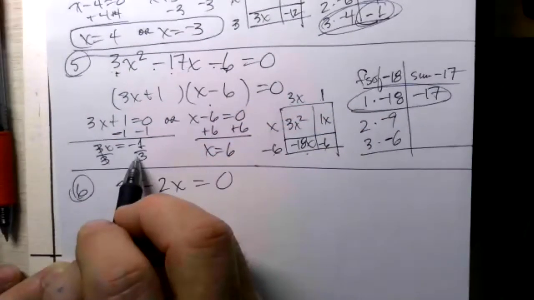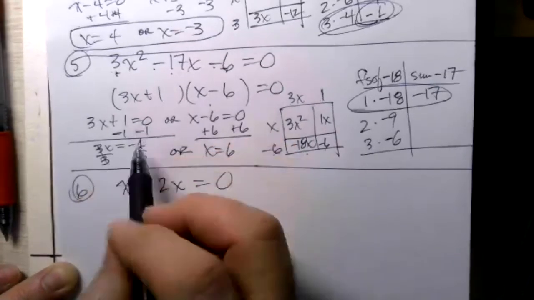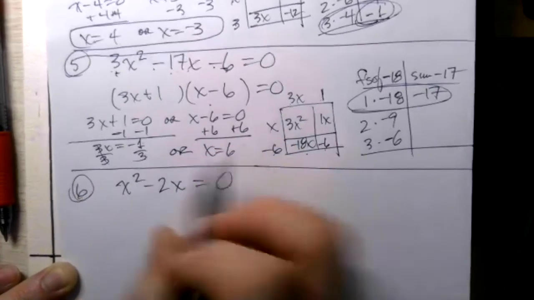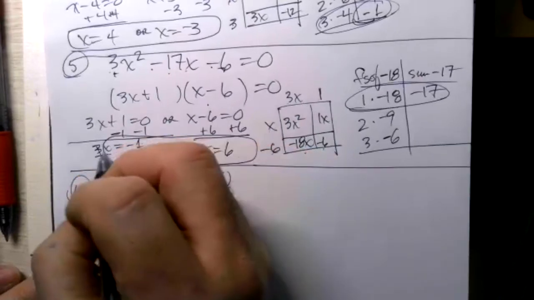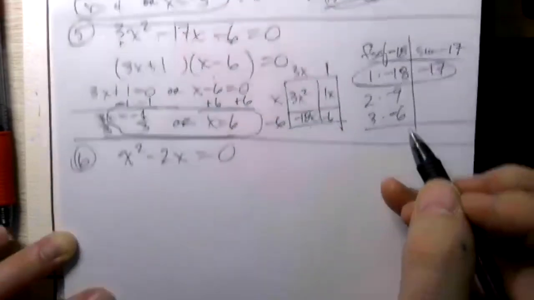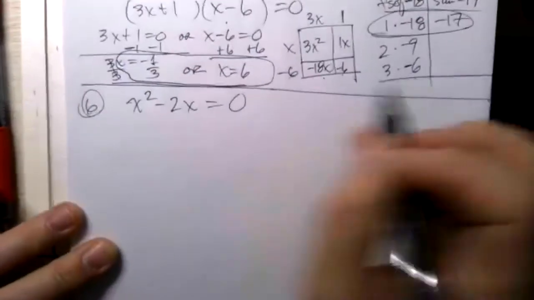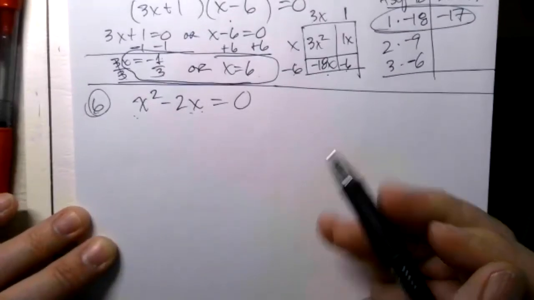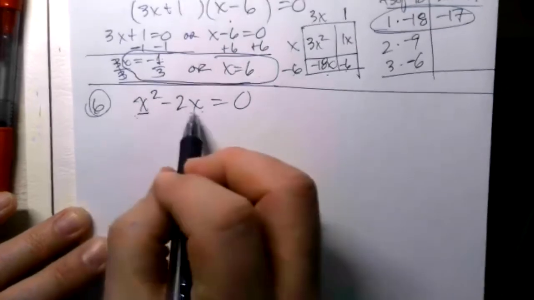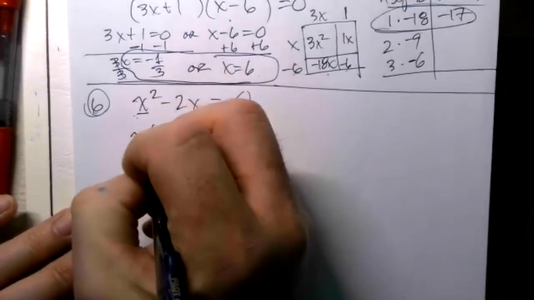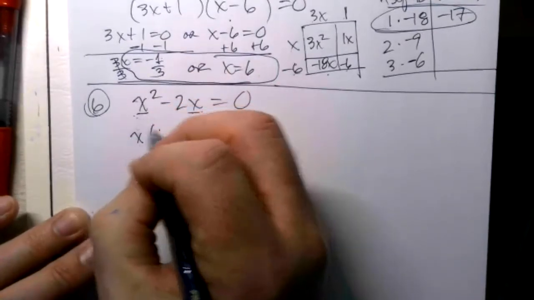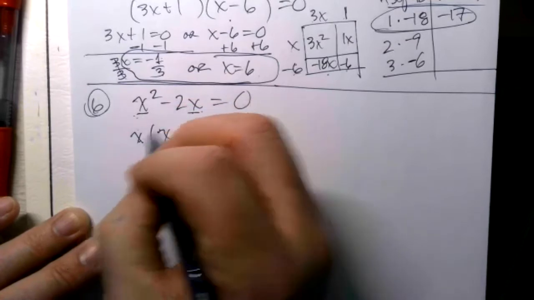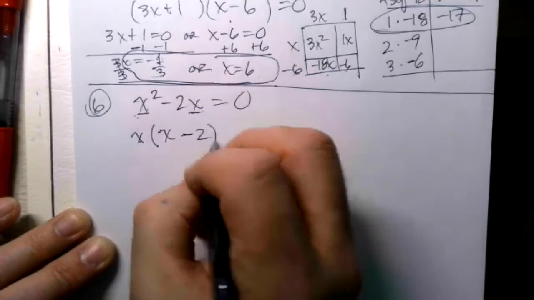Now, worth noting, yes, a fraction can happen. So x can be either equal to -1/3 or 6 for this one. Done with that, we're going to do one more. Okay. So is there a common factor here? Yes. So let's take that out first. I see an x in common. And so x times what is x squared? X times x. X times what is -2x.